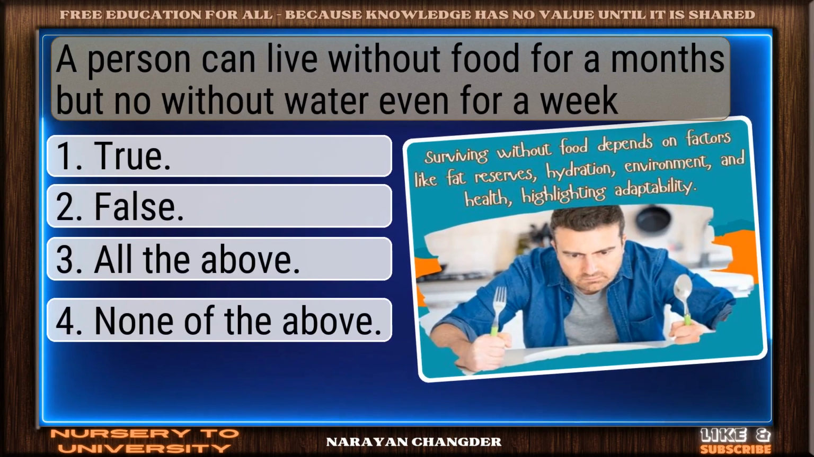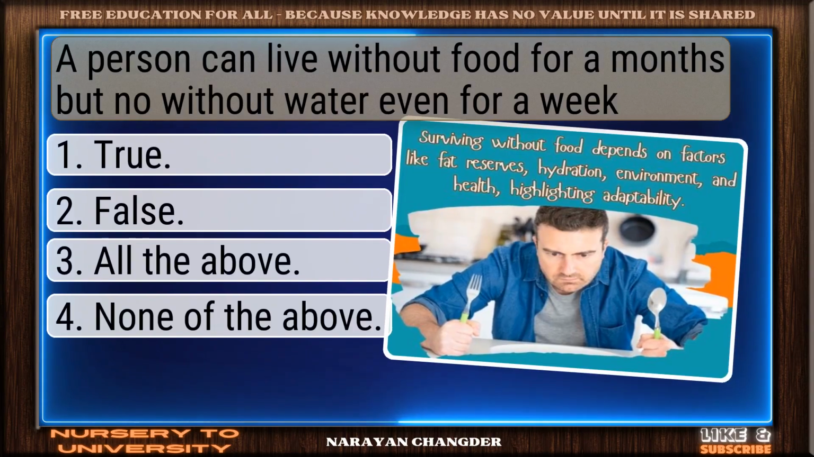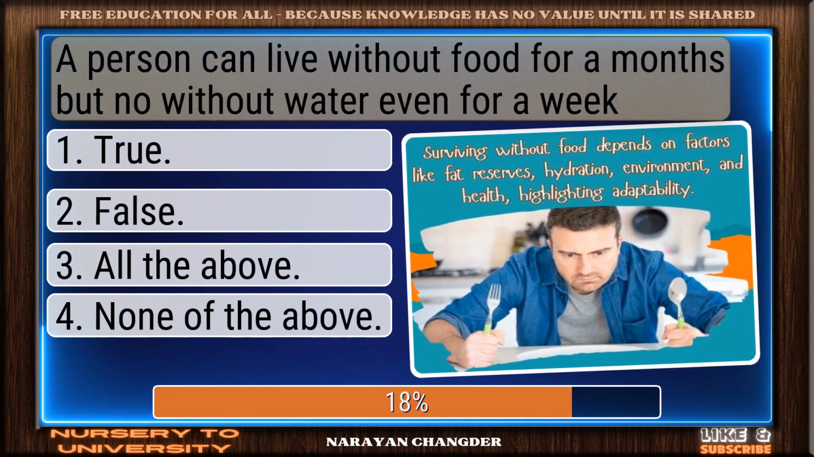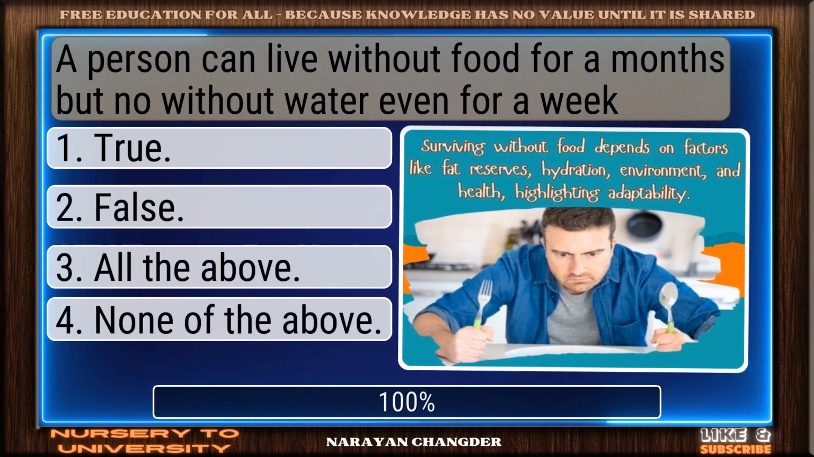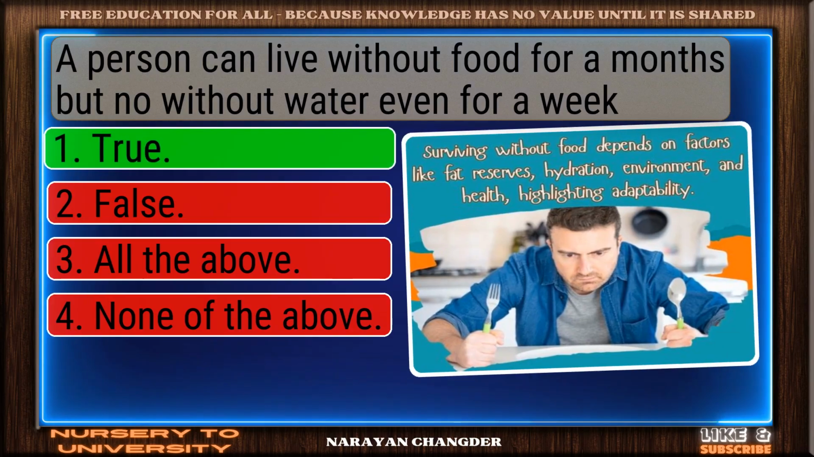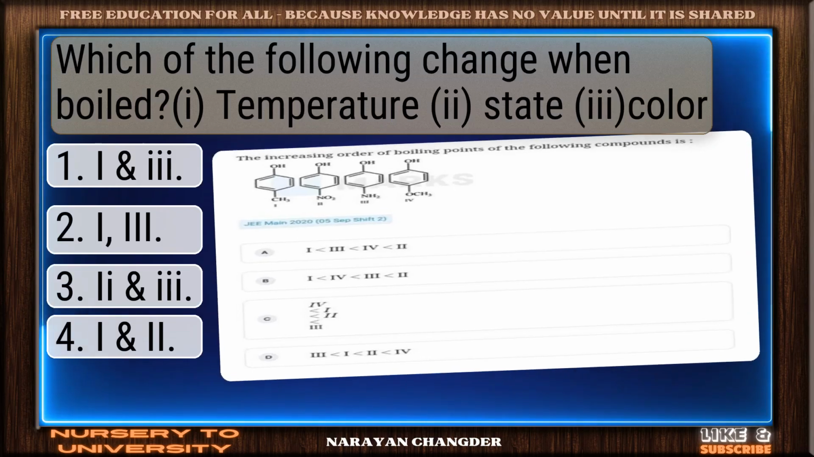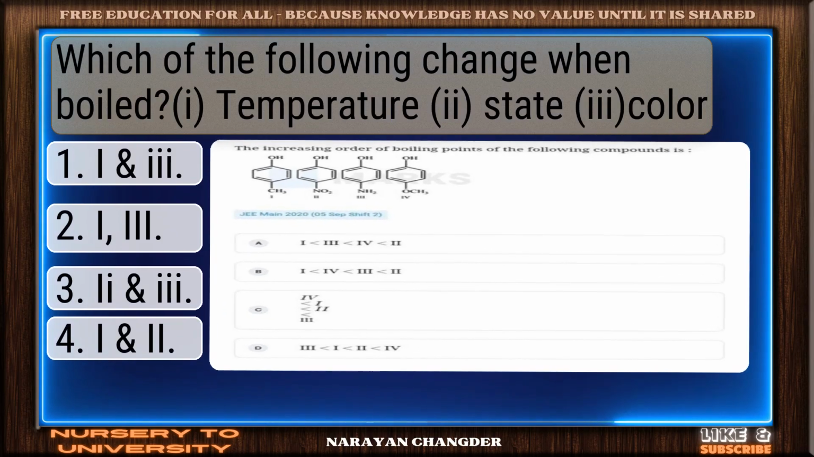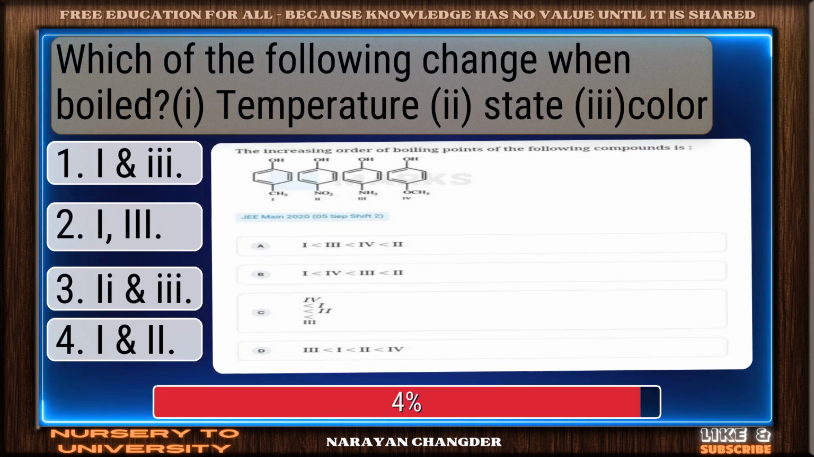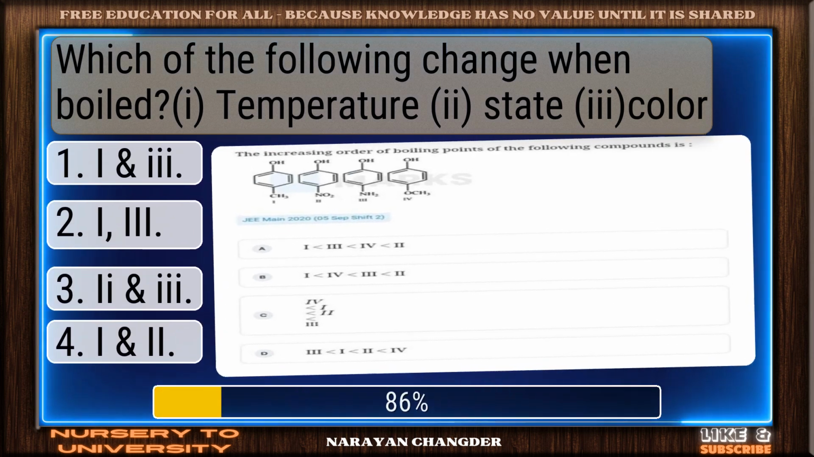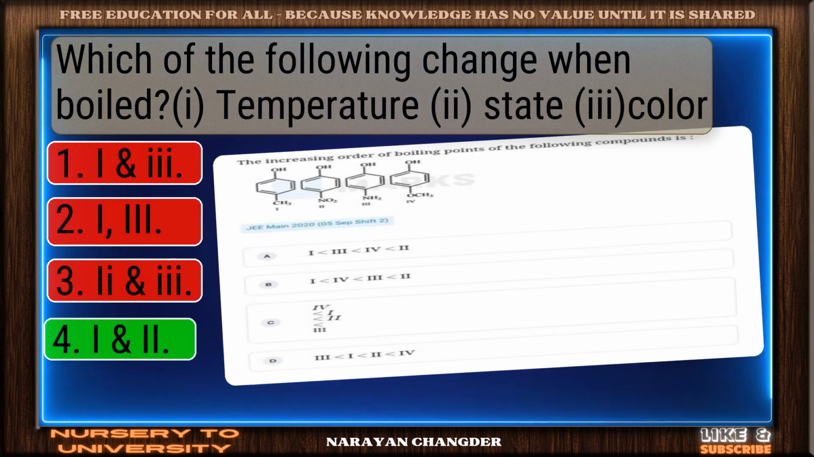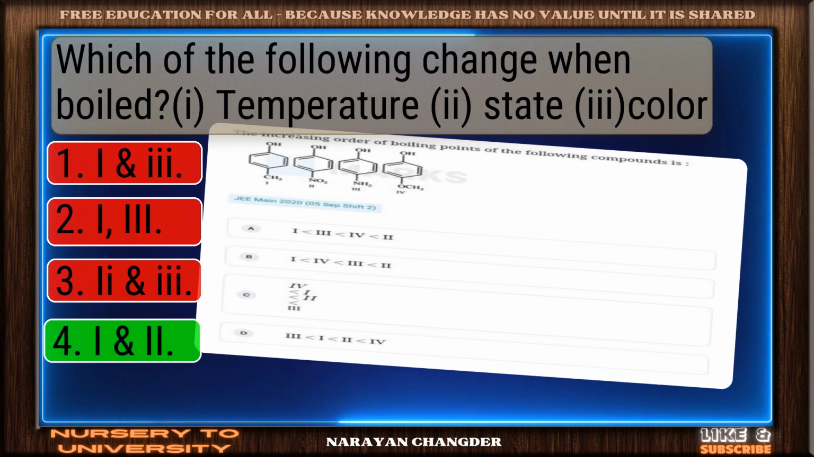A person can live without food for a month, but not without water even for a week. Nice work. You chose true and it is correct. Which of the following change when boiled? Temperature, state, color. Perfect. I is the correct choice.